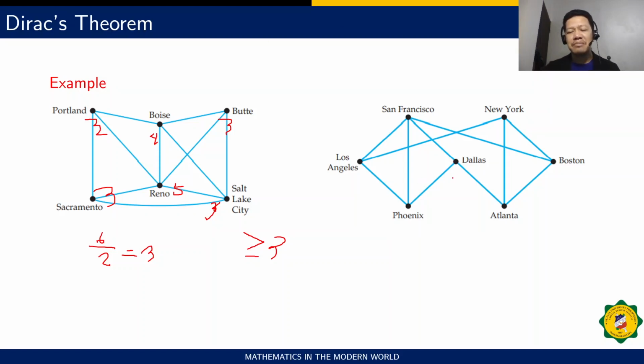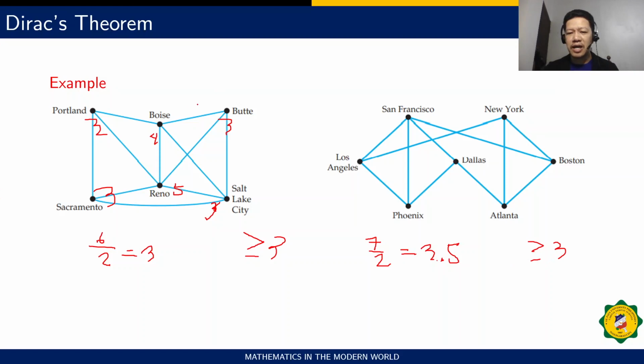In this example, or another graph here, if we apply Dirac's theorem, we need to count the number of vertices. We have 1, 2, 3, 4, 5, 6, 7. So 7 over 2 gives you 3.5. That's the meaning of Dirac's theorem, and it means that the degree of its vertices should be greater than or equal to 3.5, so at least 4.